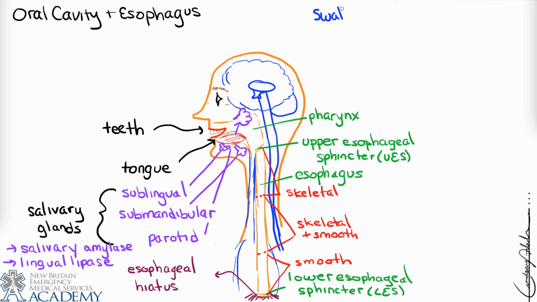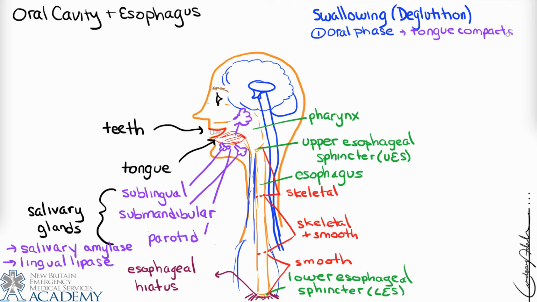So now that we've described both the oral cavity and the esophagus, we want to talk about what actually happens with the food as we make that transfer to the pharynx and to the esophagus to travel down to the stomach. So that would be the process of swallowing. Of course, the scientific way of describing that is deglutition. And there are 3 phases of swallowing.